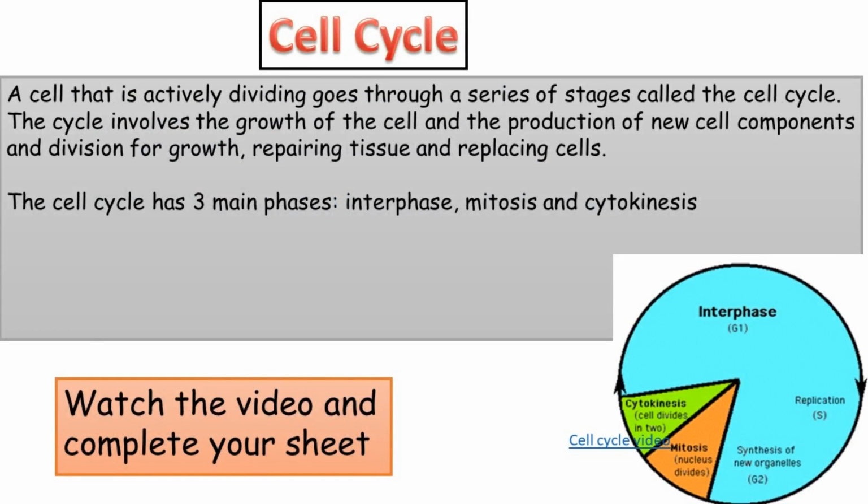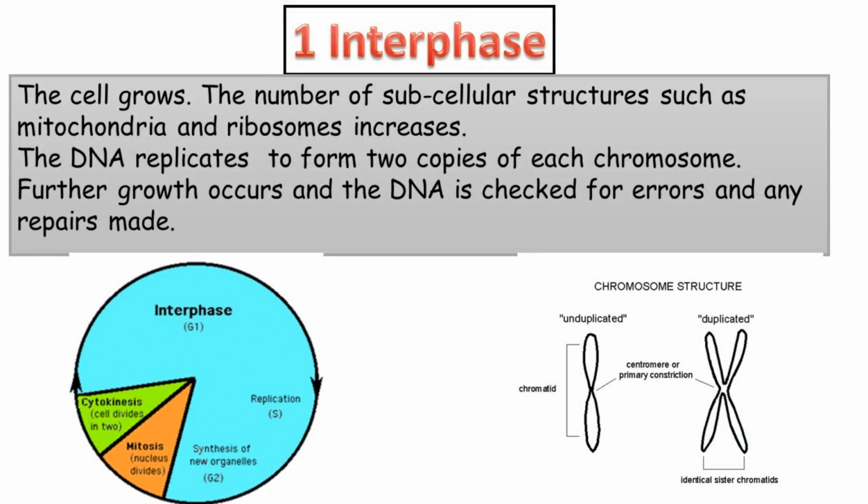So we talked yesterday about the cell cycle having 3 main phases. They were called interphase, mitosis, and cytokinesis. And we're just going to quickly recap what each of those phases actually means. Interphase, the first stage of the cell cycle, is when the cell increases the number of subcellular structures, such as mitochondria and ribosomes, so that the cell can divide in 2 and each new daughter cell has enough of those structures to survive.